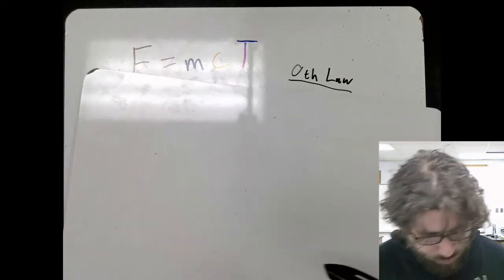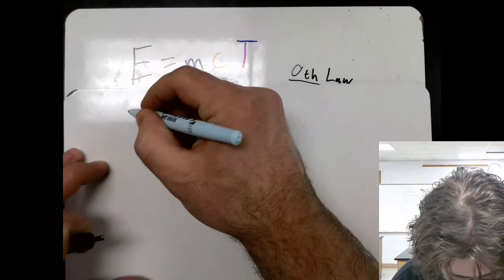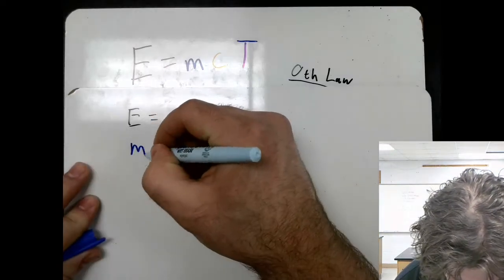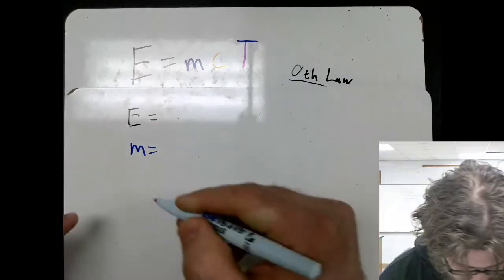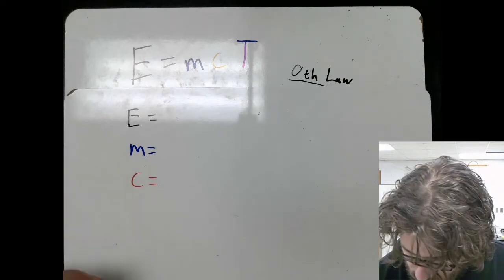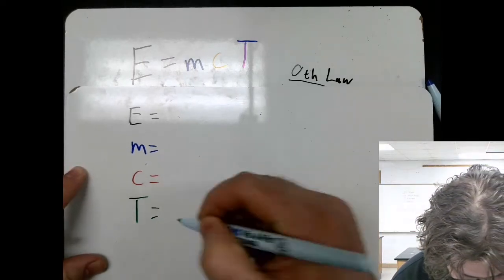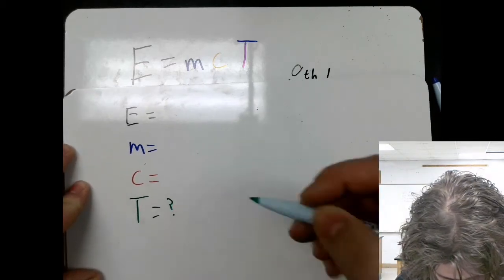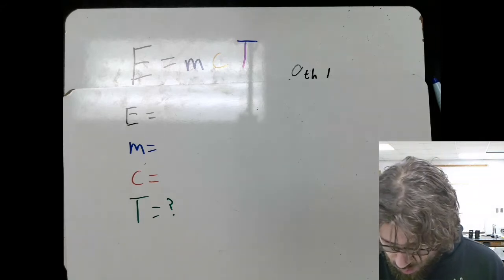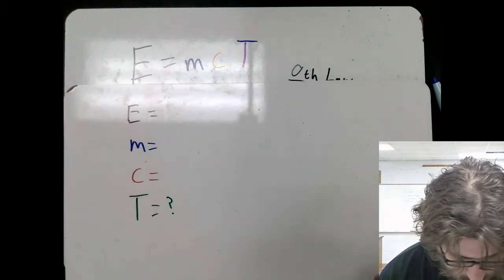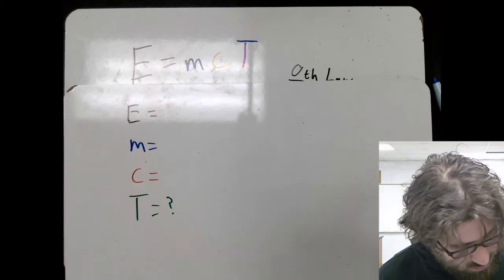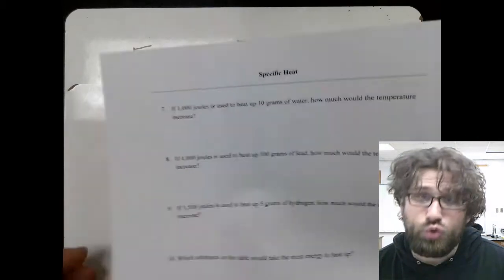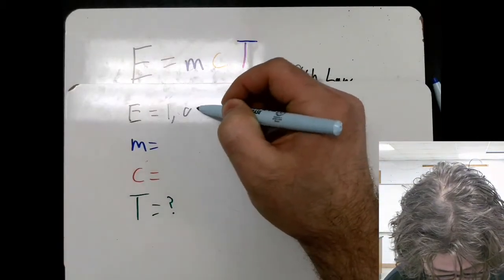Well, let's put a list of variables out here. So remember, I've got E, I've got M, I've got C, and finally T. Oh, I used the wrong colors for that. Nuts. Anyway, I'm wondering what my temperature change is going to be. And what I'm given is the energy. The energy in number 7 is 1,000 joules.